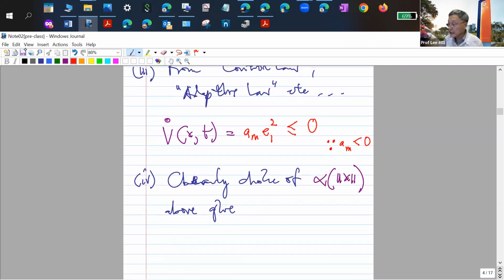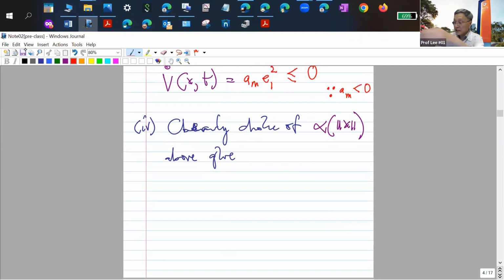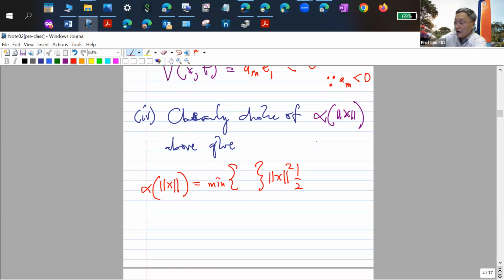Then you can clearly see the final thing: the alpha function which underbounds it for positive definiteness was this particular function, the min of all those numbers times norm of x squared times half. If you check this function as norm of x tends to infinity, then clearly I also have radial unboundedness, because the alpha function that I've just shown you also tends to infinity.